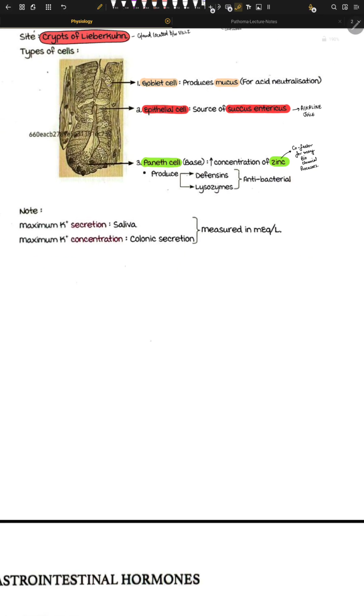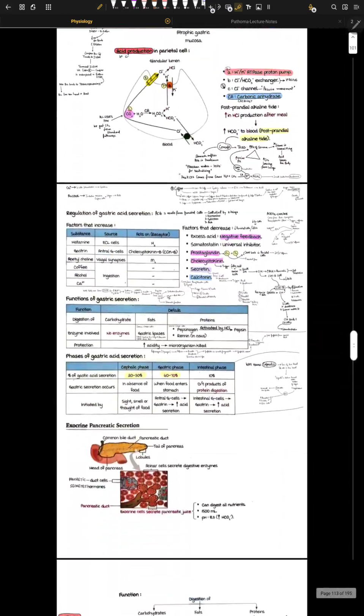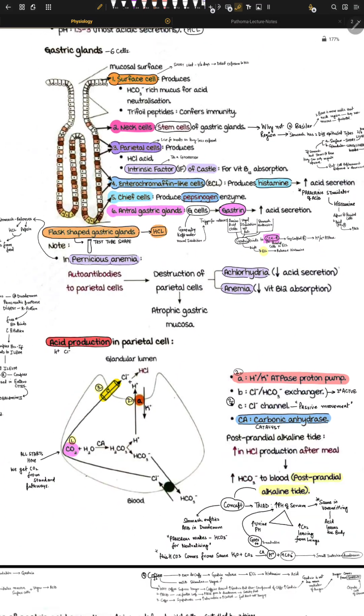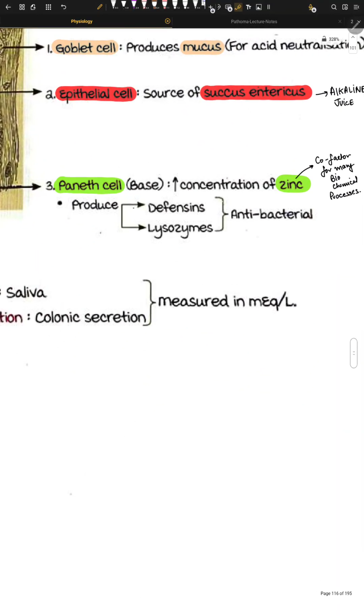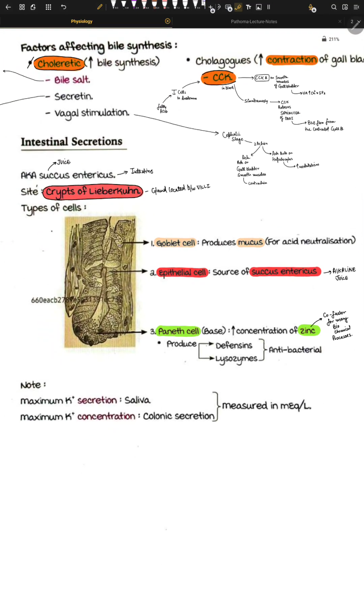Note that defensins and lysozyme are also produced by... where, okay, I read somewhere, okay, I don't remember right now. Okay, so these defensins and lysozymes are very important for these antibacterial activities. Okay, so here was the whole thing.